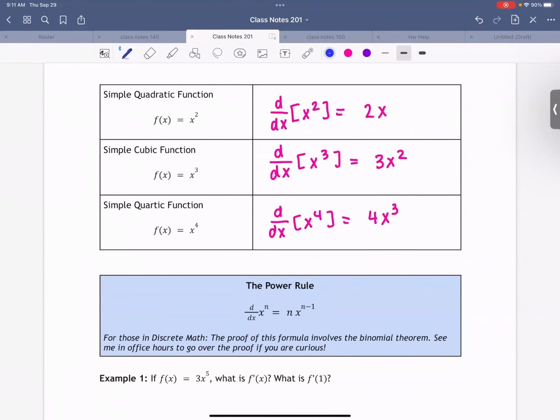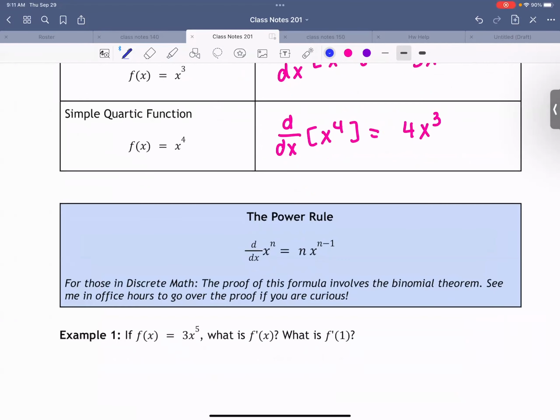And that's basically what happens whenever we have x to any power. So the derivative of x to any power n is, we're going to take n and move it up to the front. So n comes up front. And then we take x and subtract the power by 1. Now, there is a proof for this. It uses the binomial theorem. If you're in discrete math, I recommend trying to prove this, but I'm not going to do that in this class.